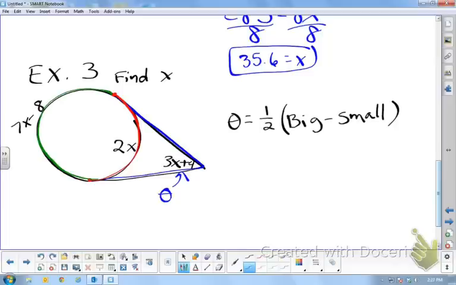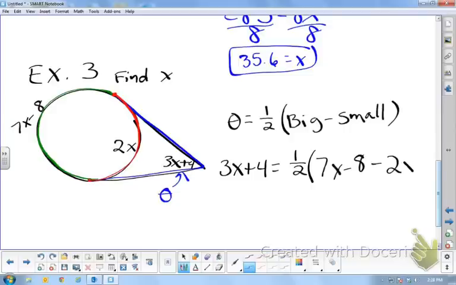We've already said, well, the two lines that are touching, that's where theta is. So theta is 3x plus 4. The big arc is 7x minus 8. Minus the small arc, 2x. So there's our equation that we would use to solve for x.